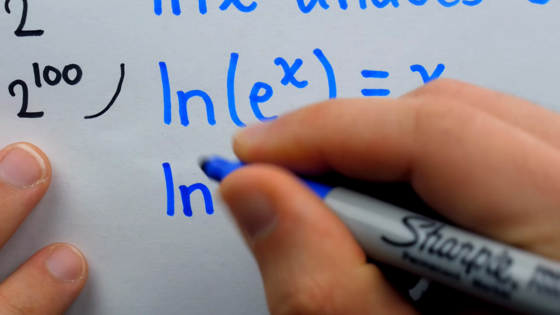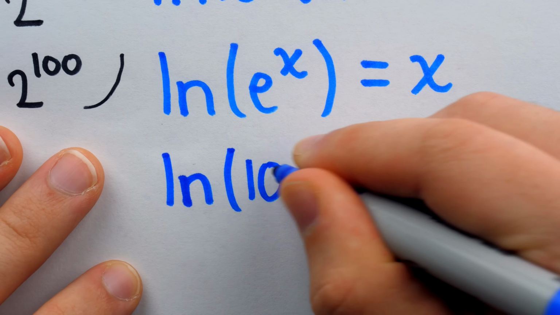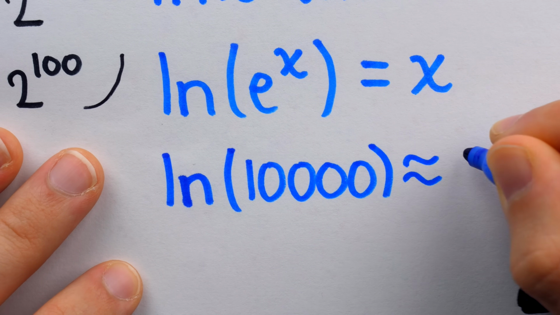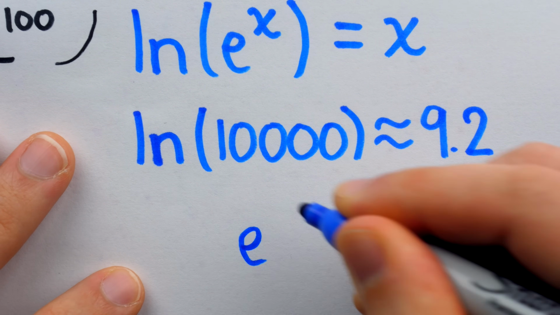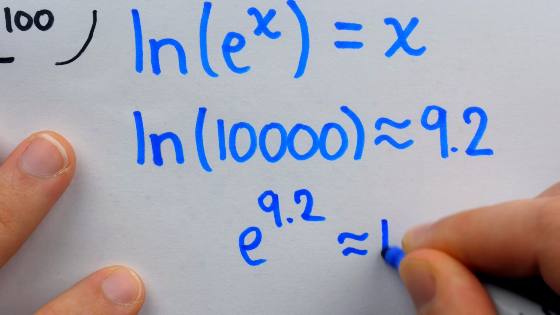In fact, 100 is not a super big number. 10,000 is pretty big. The natural log of 10,000 is only about 9.2. This is because that special number e must be raised to a power of 9.2 to get 10,000.